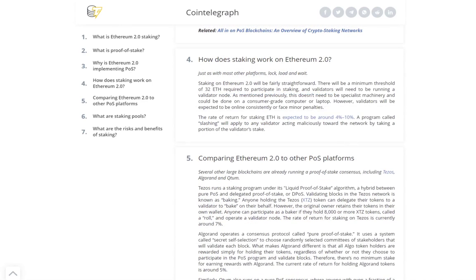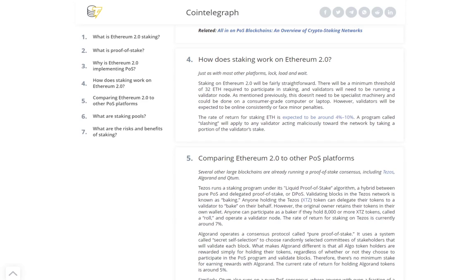One question you may be asking is, how many Ethereum do I need to stake on the Ethereum network? And it does say here, so staking on Ethereum 2.0 will be fairly straightforward. There will be a minimum threshold though of 32 Ethereum required to participate in staking. And validators will need to be running a validating node. As mentioned previously, this doesn't need to be specialist machinery and could be done on a consumer grade computer or laptop. However, validators will be expected to be online consistently or face minor penalties.